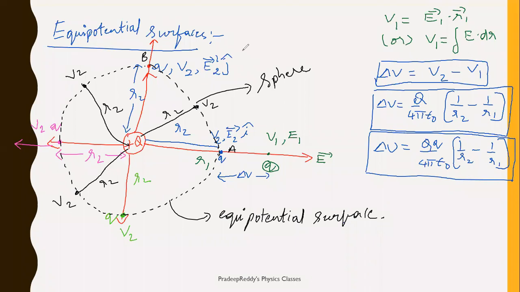Similarly, you can plot one more sphere at a distance R1, right? At distance R1, you can plot one more circle. Similarly, even at a closer distance, you can form one more circle. Like this. If you join all the points at the same position from charge Q, such types of surfaces are formed. Such surfaces are those where potential is equal. Hence, it is called an equipotential surface.